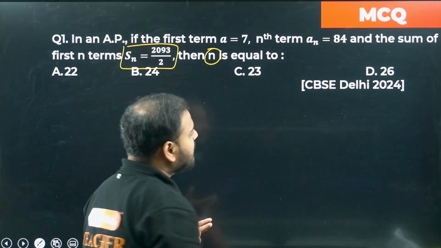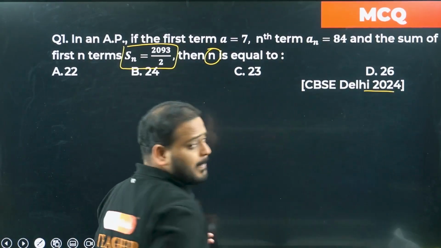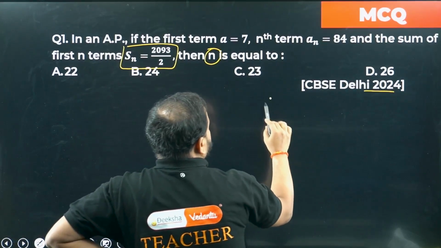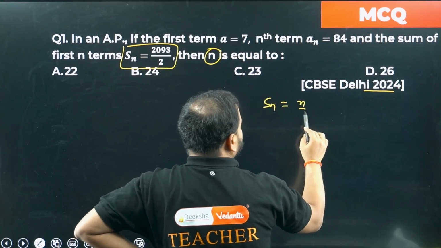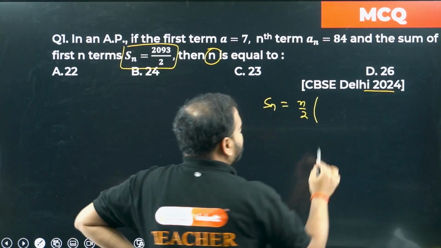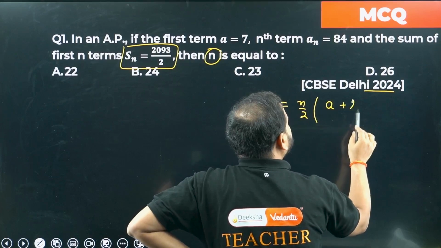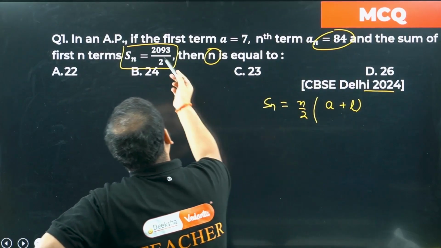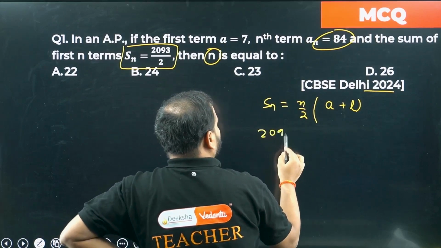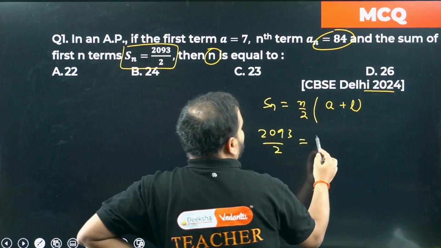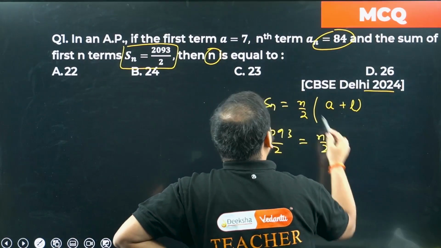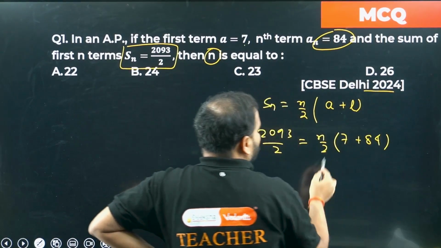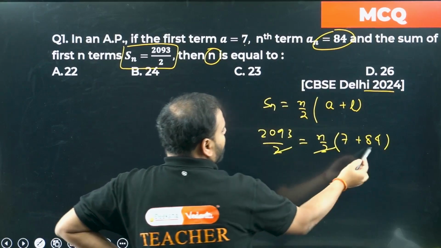Let's see. Your CBSE Delhi paper, they've asked this question. How do we solve it? Sn equals n by 2 times what? If you remember, first term plus the last term. In this case, the last term is what? 84. What is Sn given? 2093 upon 2. n by 2. What is A going to be? 7 plus 84. Cancel 2 and 2. I want this n value.